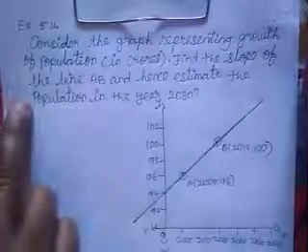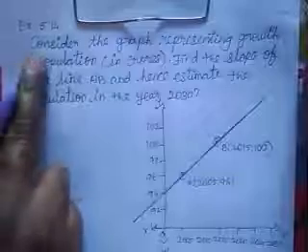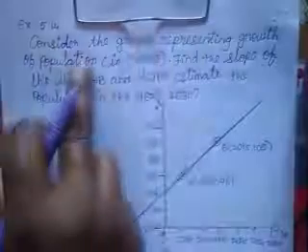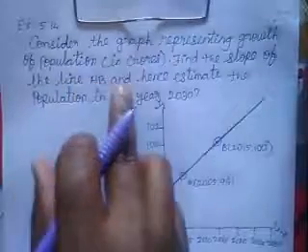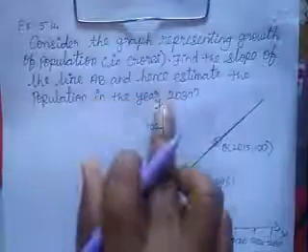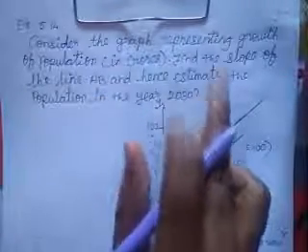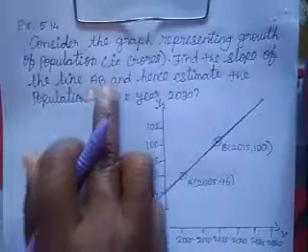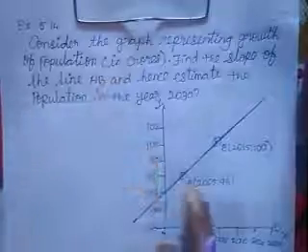The next question is example 5.14. The question is, consider the graph representing growth of population in crores. Find the slope of the line AB and hence estimate the population in the year 2030. They are asking to find the slope of the line AB. So first we find the slope of AB.